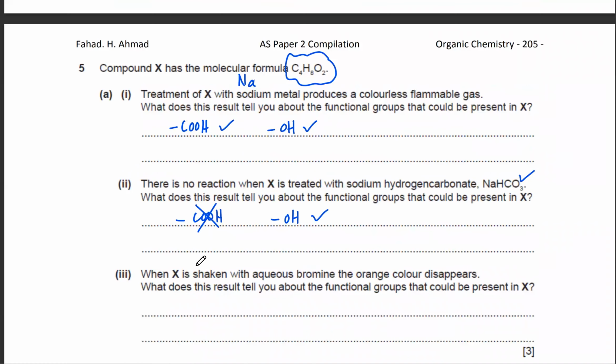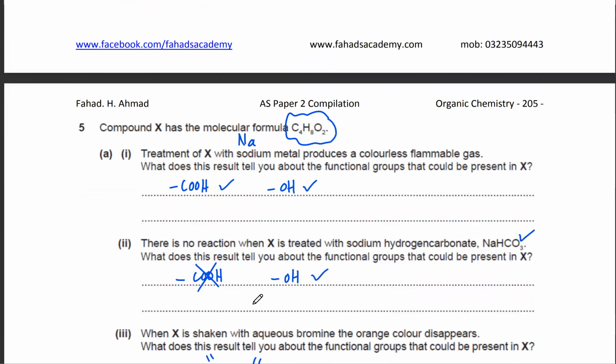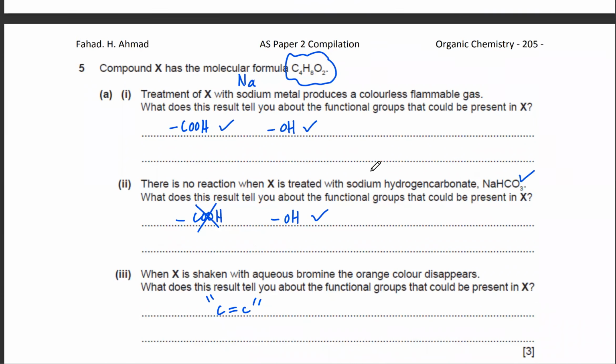Then he says X is shaken with bromine and the color disappears. That's a bromination test, and hopefully everyone remembers, the test for bromine indicates that there's a double bond. It's an unsaturated molecule. So what information have you got so far? That this molecule is an alcohol and it's an alkene as well. So in the next part, he's going to ask you, is this all clear? Everyone, is this clear? So it's not a carboxylic acid because it would have reacted with the carbonate. So it's an alcohol and it's got a double bond. So moving to the next part.